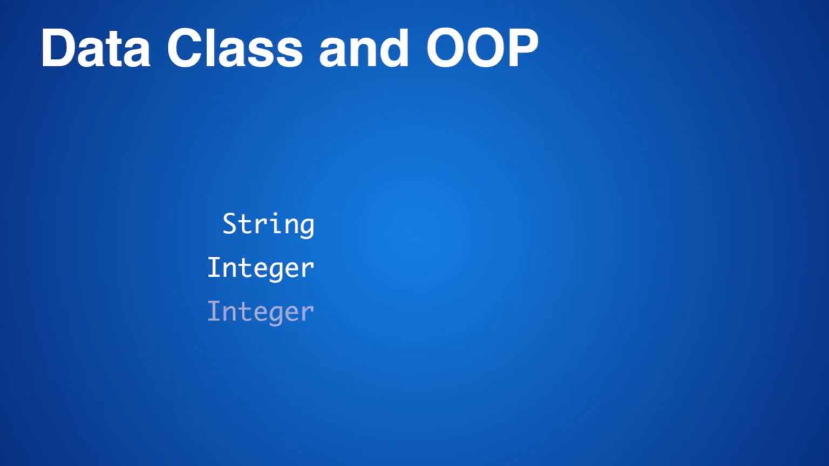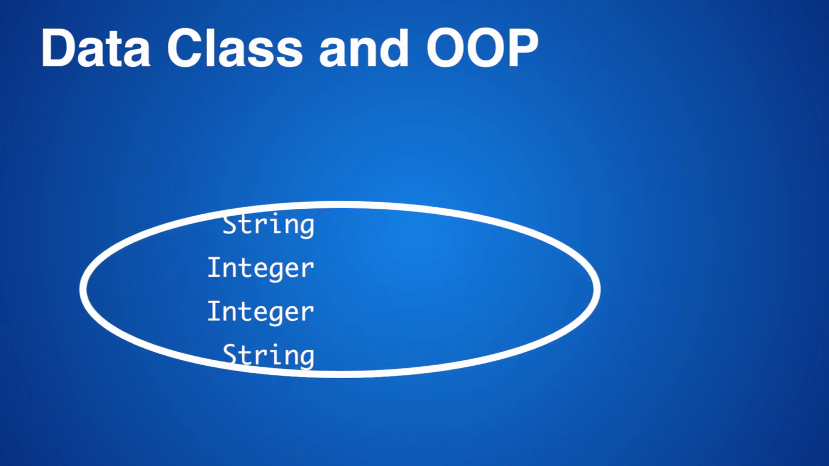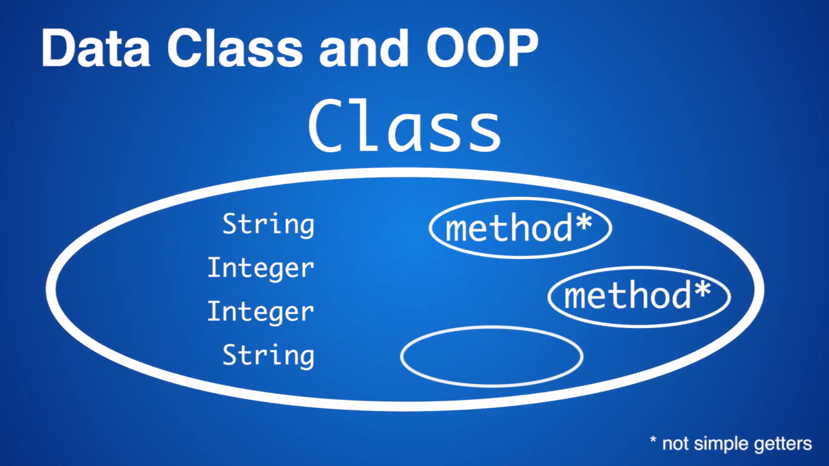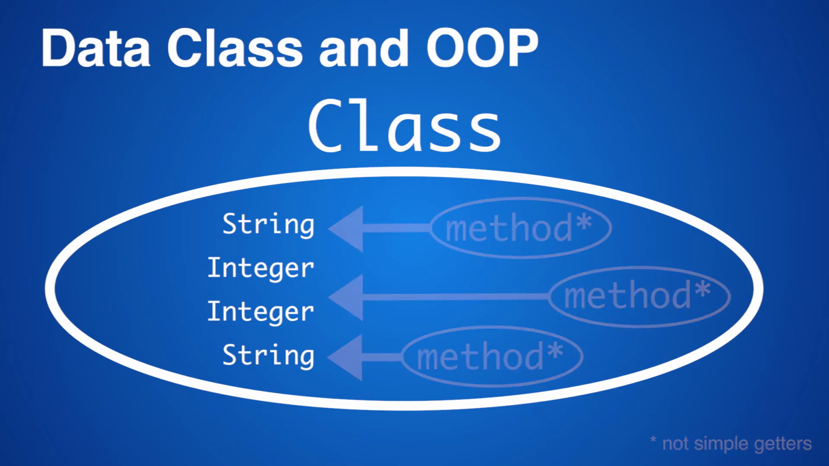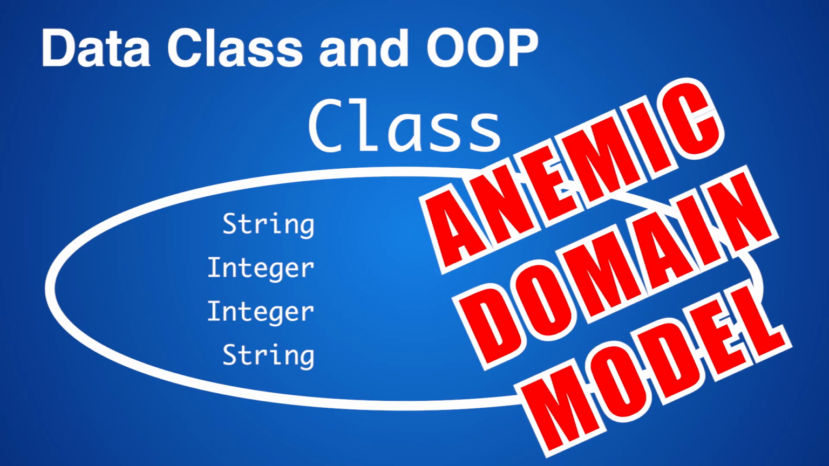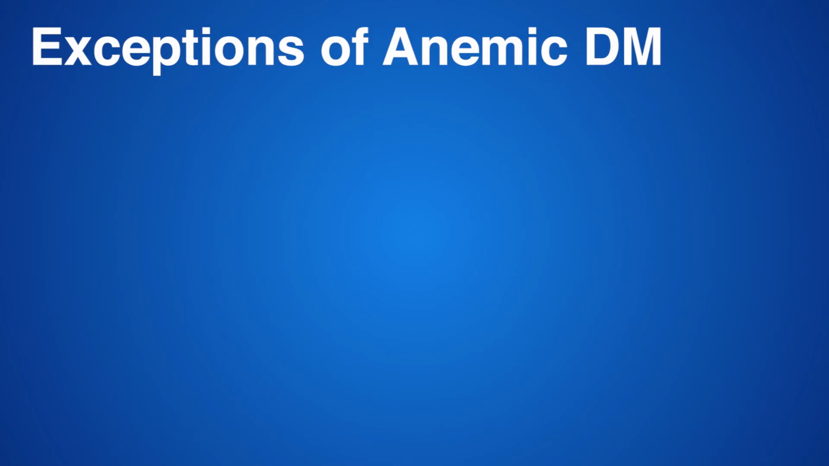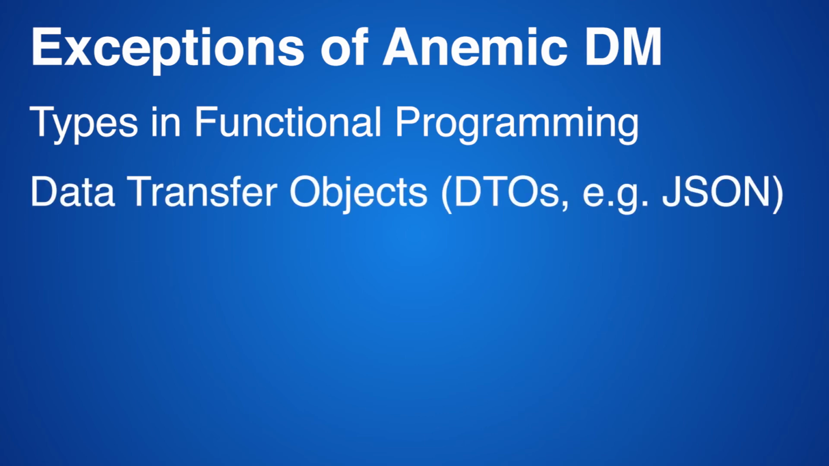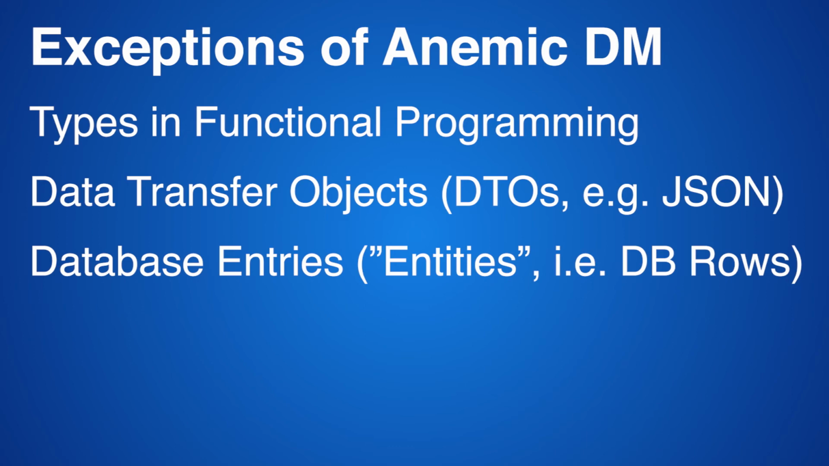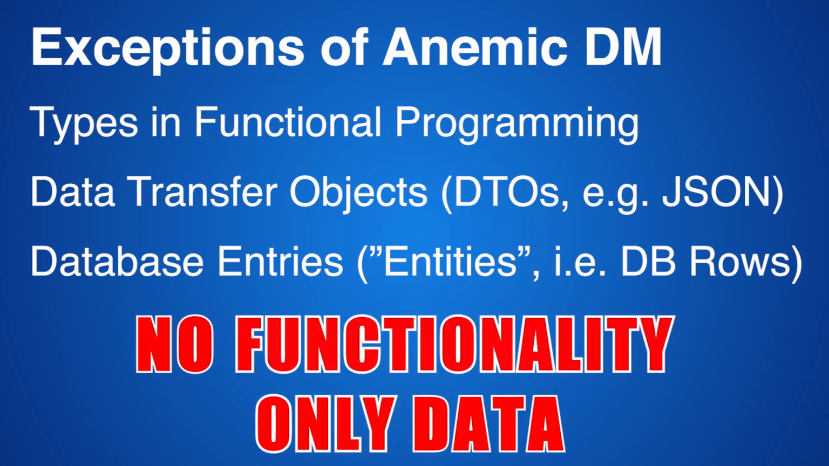The idea behind object-oriented programming is to encapsulate data within a class and provide functionality in the form of public methods on that class that operate on this private data. Thus, without functionality, such a so-called anemic domain model is considered a code smell. However, there are lots of exceptions for this. For example, in functional programming, a type containing only data would not be considered a code smell. Also, DTOs or other data holding abstractions like database entries should not contain functionality either.